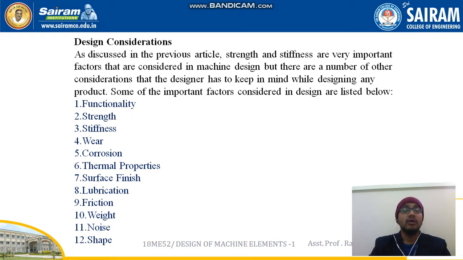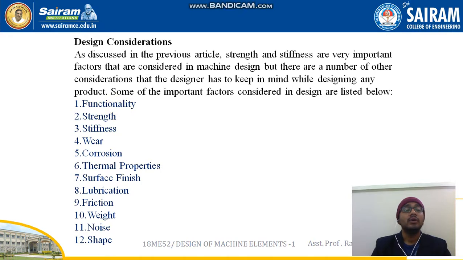But the designer always has to keep one thing in mind while designing a product. Apart from these two factors, there are some other considerations that also play a very major role in some cases. So what are they? The first one is functionality, the second one is strength, the third one is stiffness. These three are the very common considerations we usually discuss in any kind of design.